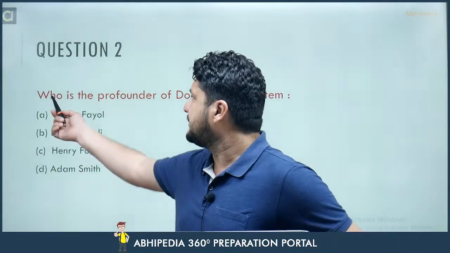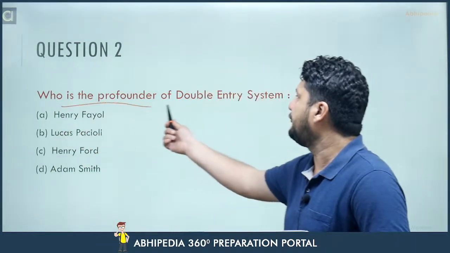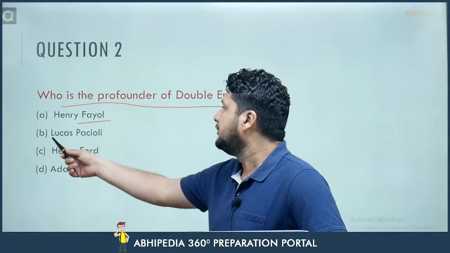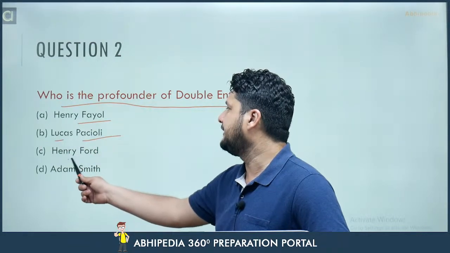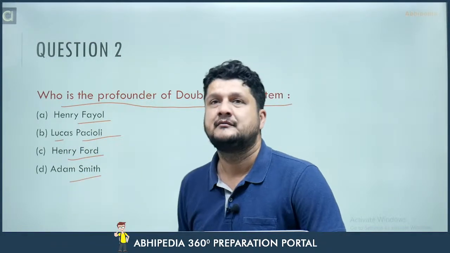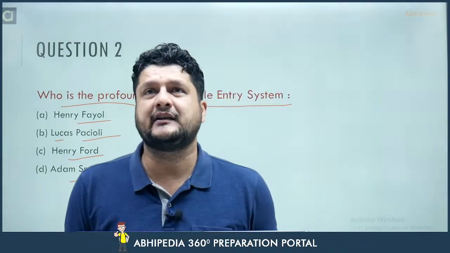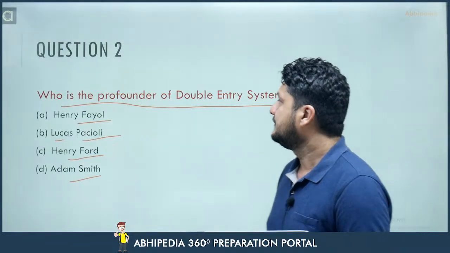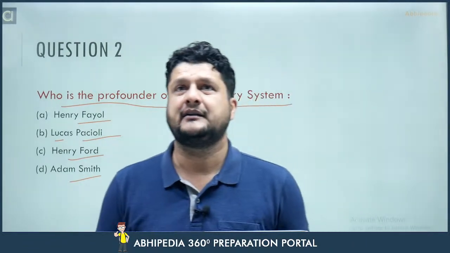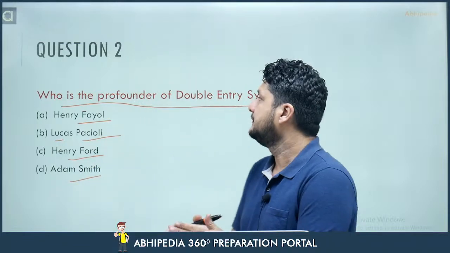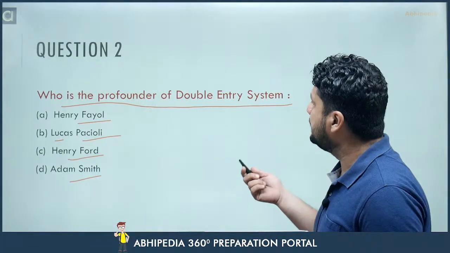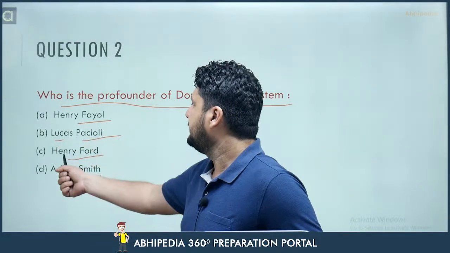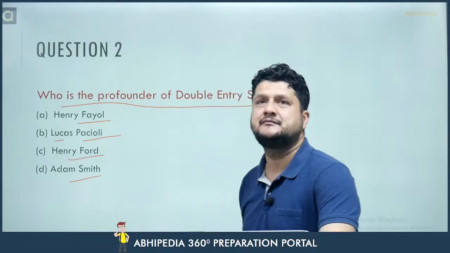Then the second question: who is the profounder of the double entry system? Henry Fayol, Lucas Pacioli, Henry Ford, Adam Smith. I hope you must be knowing this. Let's see who is the first one to answer this.